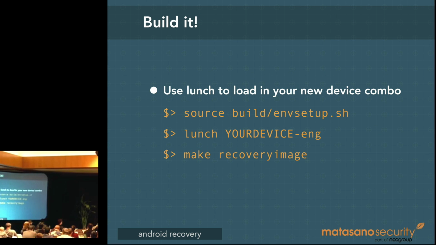And then we want to build it. So using lunch, to go with this whole combo ordering scheme they decided on, we load in the build environment. We run lunch on the device that you just created, and then you can run make recovery image. There are lots of other make targets out there, but for the purposes of this talk, this is the most common one. Feel free to browse that make file and look at all the other stuff you can do with this.